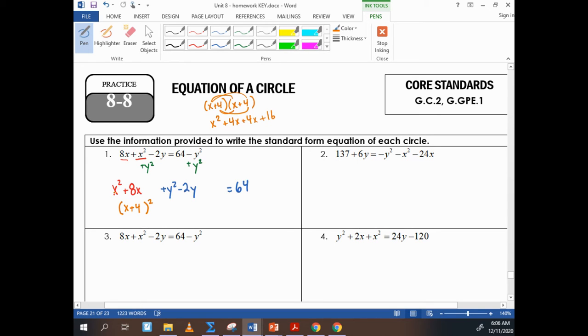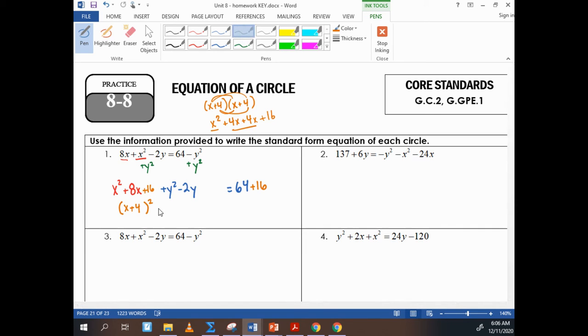So notice this looks almost like what I have. I have my x squared. I have my 8x, 4x plus 4x. All I need to do is add this 16, and these are the same things, 4 times 4. So you're going to add 16. Remember, don't just add it to the left. You've got to add that to both sides right there. We'll add 16 right over there.